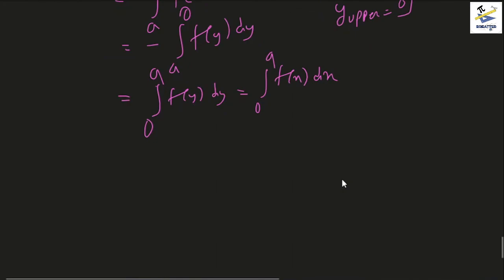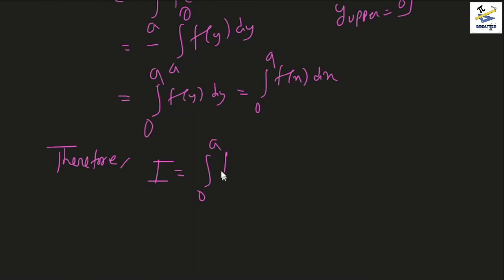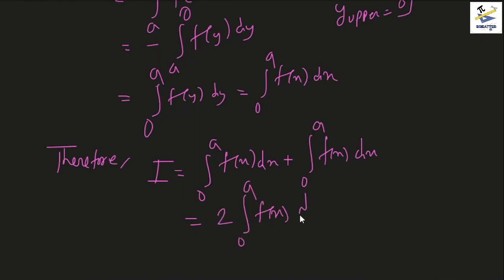Therefore, I is equal to 0 to a f of x dx plus 0 to a f of x dx, which is basically 2 times 0 to a f of x dx, right? So this concludes this problem, and in the next video we shall do the part where we discuss the odd function.